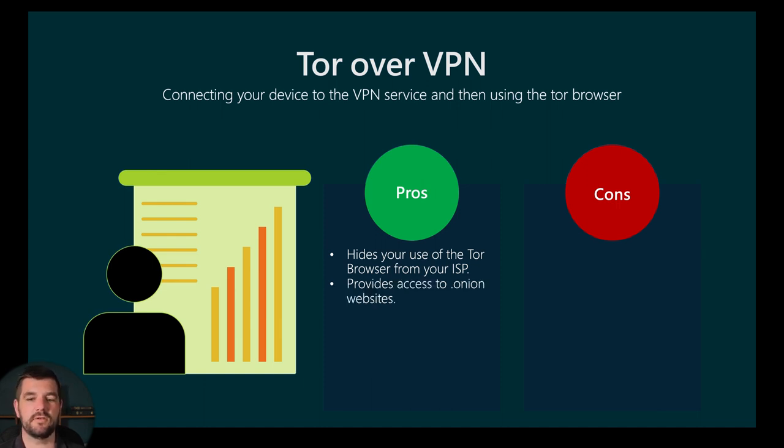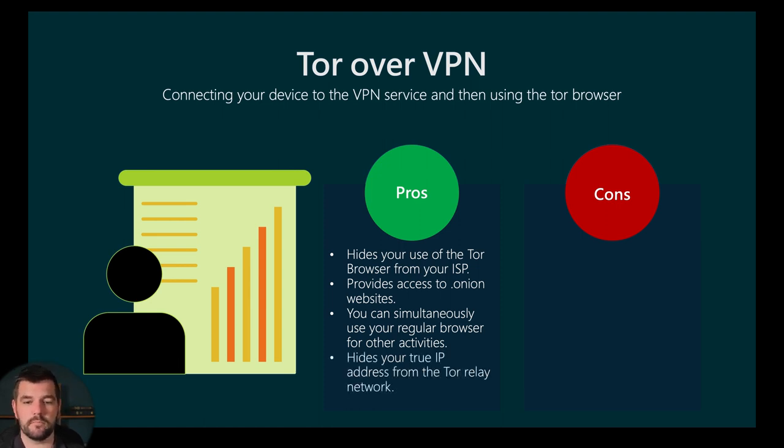It provides access to .onion websites. You can simultaneously use your regular browser for other activities if you also have the Tor browser using the Tor network. And it hides your true IP address from the Tor relay network, so even the Tor service doesn't know what your real IP address is either.